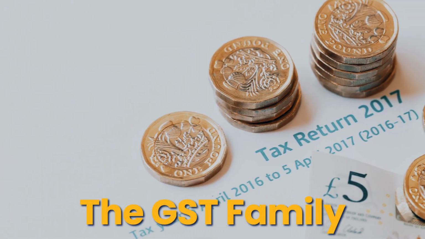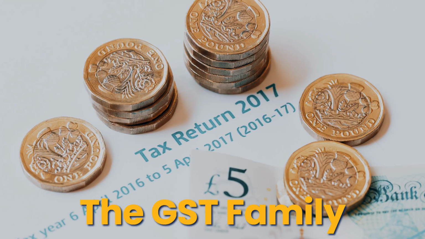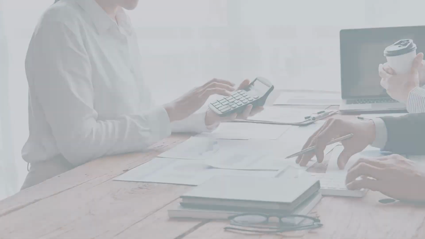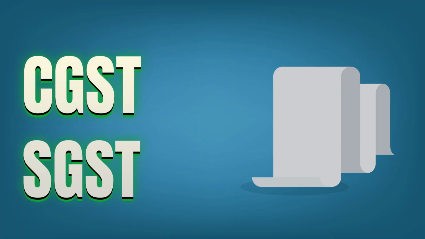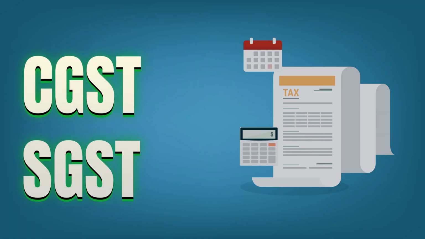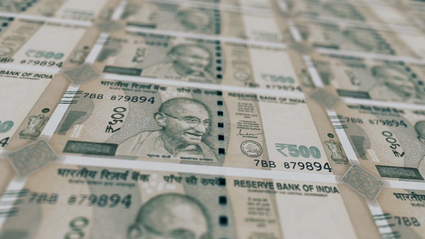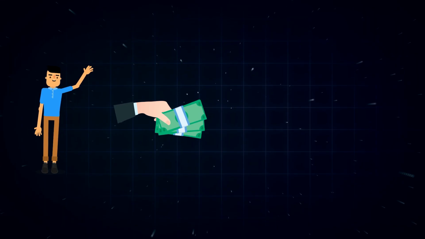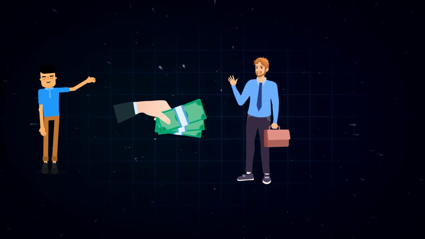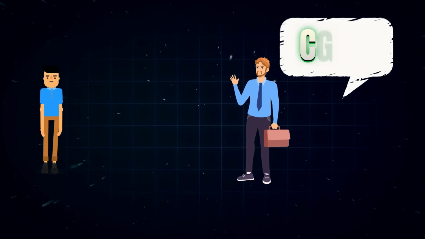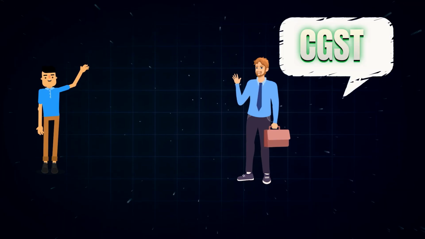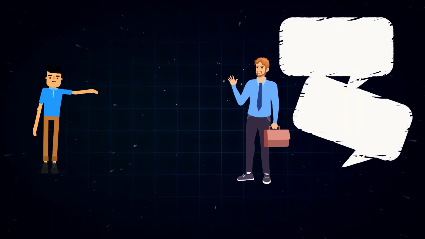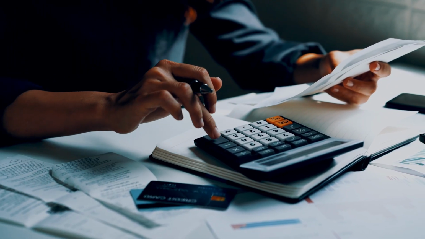Now, even though it's one tax, it has a few different forms depending on where the transactions happen. Let's meet the three members of the GST family. First, we have CGST and SGST. They are two parts of a single transaction that takes place when a sale happens within the same state. It's called an intrastate sale. For example, if a manufacturer in Delhi sells a product to a wholesaler in Delhi, a portion of the tax goes to the central government as CGST and the other portion goes to the Delhi state government as SGST. It's called state GST. The tax amount is always split equally between them.